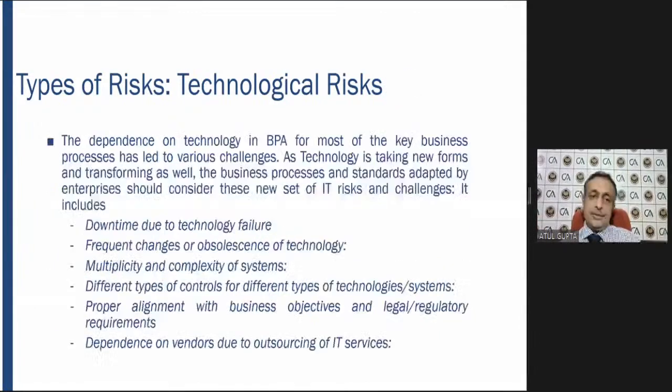Now, sorry. So coming to the next heading, technological risk. Dependence on technology in business process automation makes the risk parameter very important. What are the sources? So I'm just reading it. Okay. Downtime, we agree. Frequent changes, we agree. In fact, someone of you commented. Multiplicity and complexity, we agree. Types of controls in technologies, they are different. That is a risk. Business objectives need to be aligned to regulatory requirement. That is again a risk. Dependence on vendors. Yes, that's a huge issue.